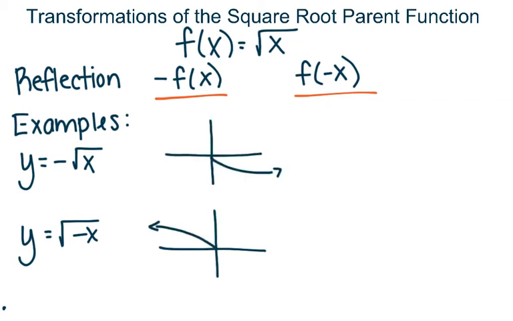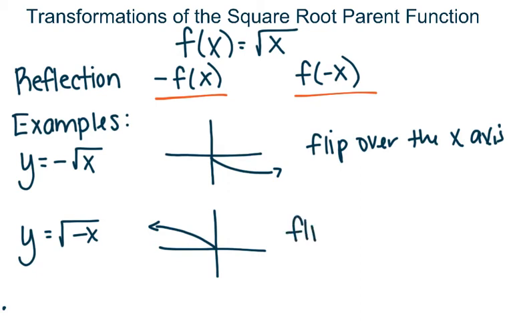Alright, so for the first one, when you have a negative outside the radical, you're going to reflect or flip over the x-axis. And whenever you have a negative inside, it's going to flip over the y-axis. So that's the difference in those two. Okay, so if you're ever asked a question about transformations and you don't know the rules just by looking at them, then graph it and just tell me what happened. It's really simple.